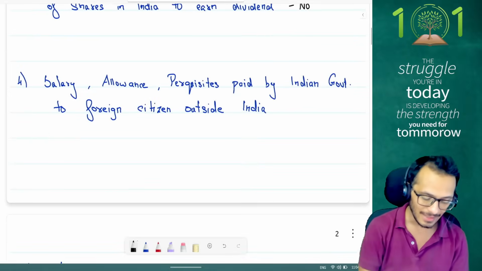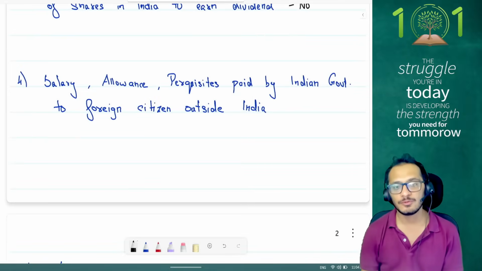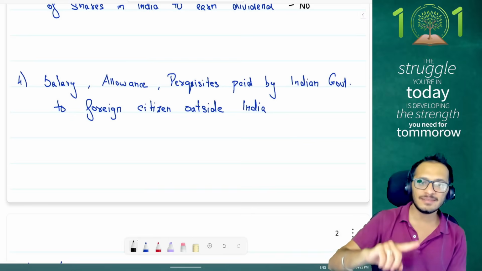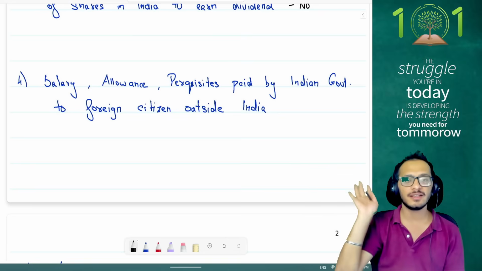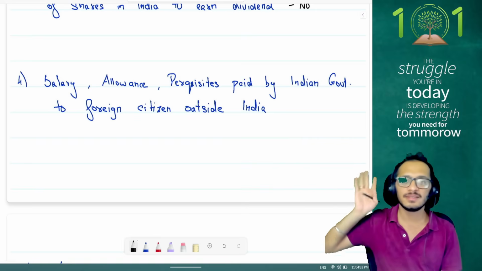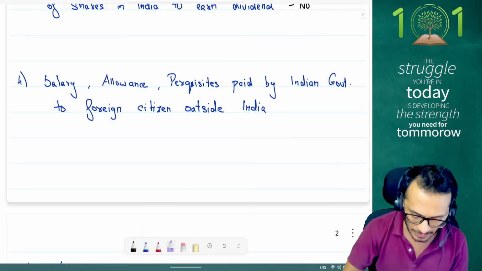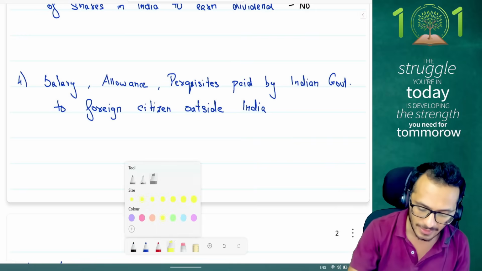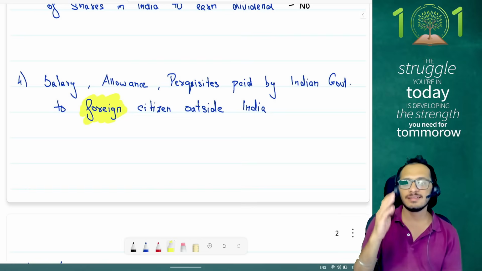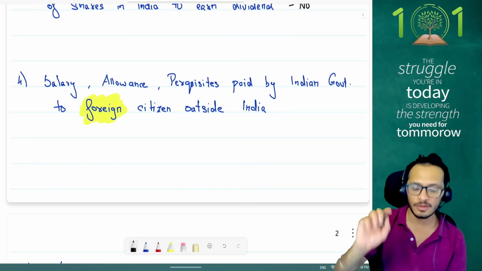Next, any kind of salary, allowance or perquisites which is paid by the Indian government to a foreign citizen outside India. Normally you would have learned this provision, people, which says when a salary is paid by the government of India to a person outside India, it is fully taxable as it is deemed to accrue or arise in India. However, allowance and perquisite is fully exempt. That is what you would have learnt. But what students end up making a mistake upon is that this provision is only applicable in case you are an Indian citizen. Here is a case where the person is a foreign citizen. A foreign citizen is not covered in that exceptional rule, which means a foreign citizen will not be deemed to accrue or arise in India.